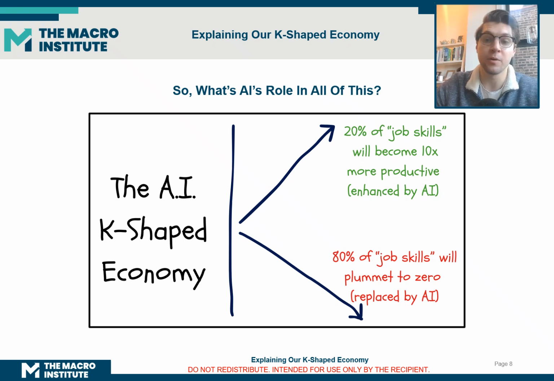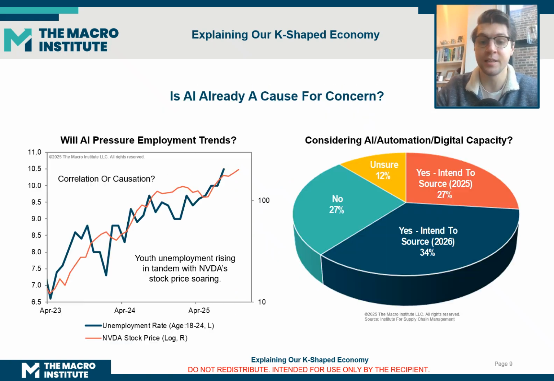And then on the higher end, the people that are making higher level decisions and ultimately getting paid more are actually going to become more productive because of AI. Is that something that we're seeing? Well, it's still too early to tell. And this chart on the left, I don't want to jump to too many conclusions, right? In particular, correlation or causation. It's a big hurdle for me to think that NVIDIA's stock price and the unemployment rate of 18 to 24-year-olds have any causation there, but it's an interesting pattern that we're monitoring. So right now, youth unemployment rising is happening in tandem with NVIDIA's stock price soaring.